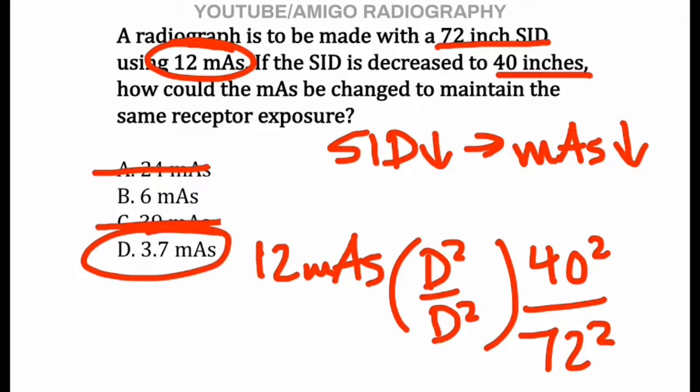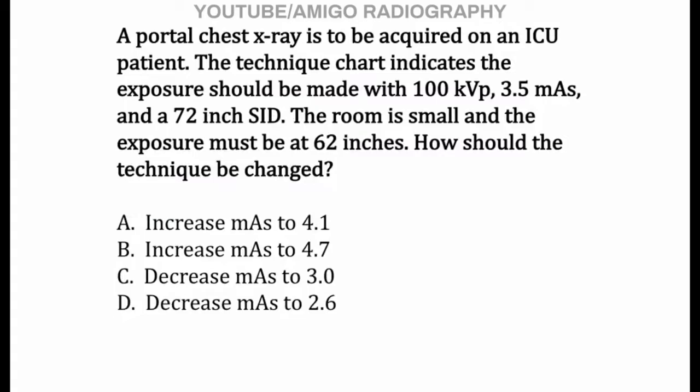A common mistake that students will sometimes make is not squaring the distances or putting the distances in the wrong place, so it moves the mass in the wrong direction. We know that mass must decrease. We know we have to square those differences, and so we know the answer has to be 3.7 mass. Let's look at another sample problem.